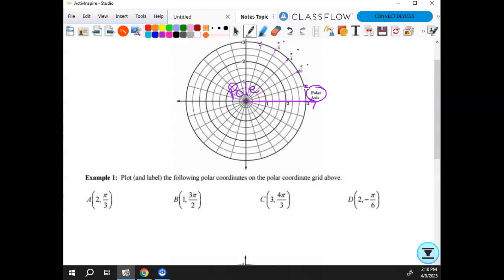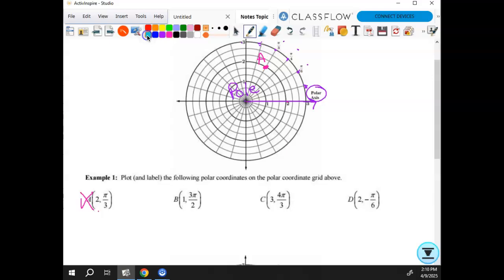All right, so let's plot some points. We're going to start with (2, pi/3). So I'm going to start at the pole. I'm going to go over to my radius of 2. Then I'm going to rotate around to pi/3, and that's where my point goes. And it's that easy. Okay, that makes sense?